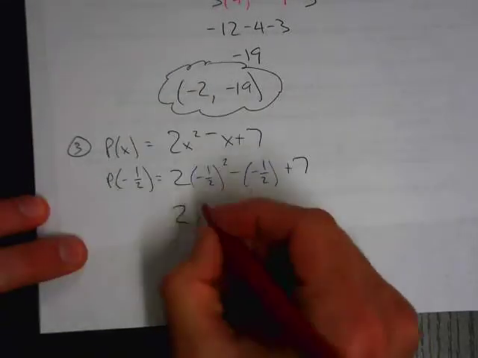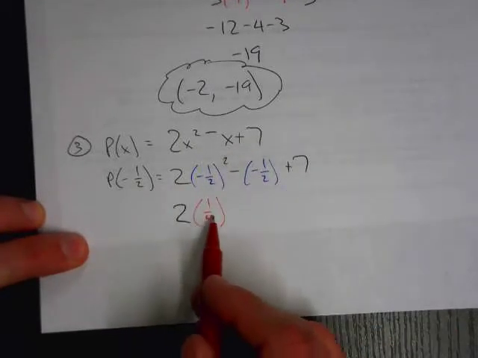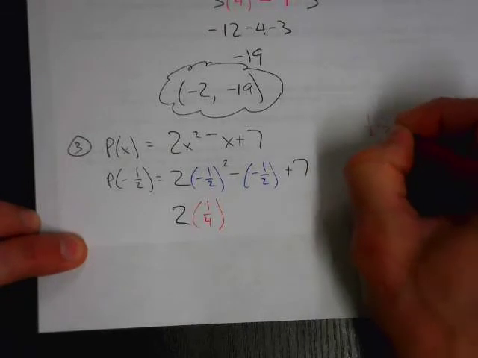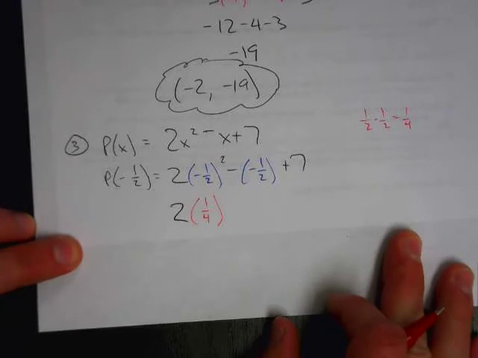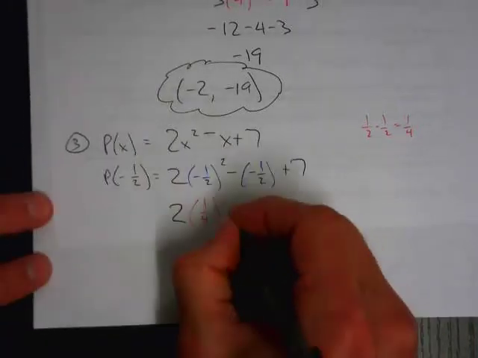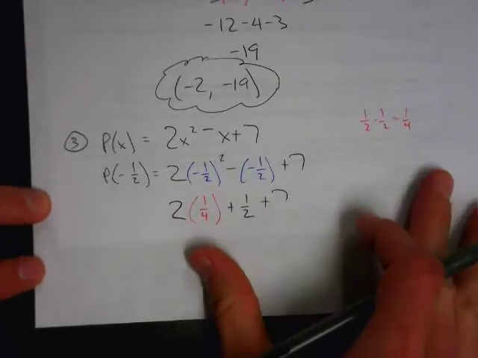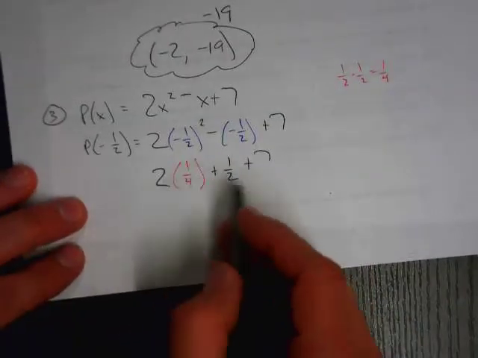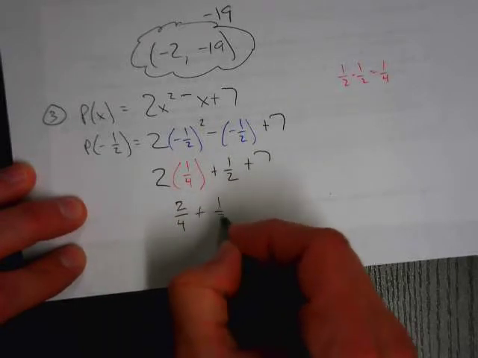So now what we'll do is multiply first. Negative 1/2 squared is positive 1/4. That's right. If you don't believe me, check it out. 1/2 times 1/2 is 1/4. So we have to remember how to multiply fractions as well. Now we have a minus negative 1/2, which turns into plus 1/2, and then plus 7. And now we can use the multiplication piece. 2 times 1/4 is 2/4. So we have 2/4 plus 1/2 plus 7.